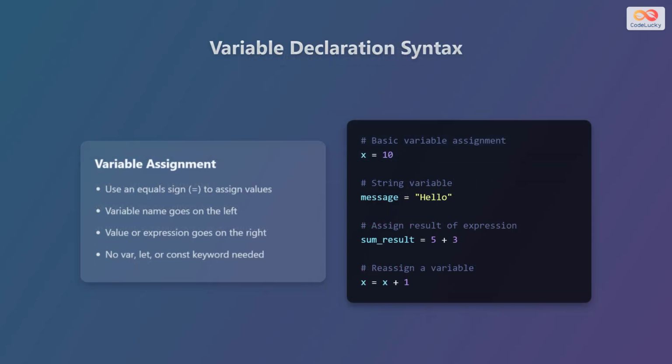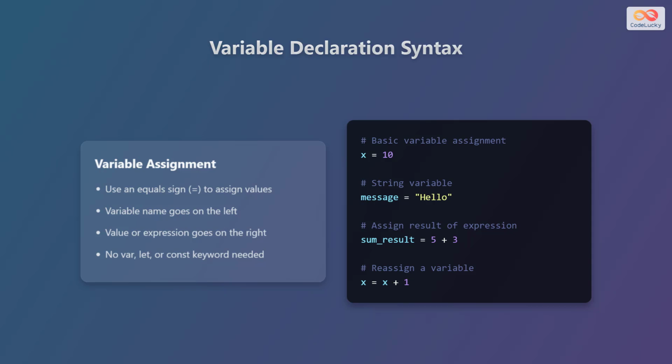Here's an explanation of the syntax used to declare variables in Python. When assigning variables, use the equals sign. The variable name should be on the left side of the equals sign, and the value or expression that you want to assign to the variable should be on the right side. In Python, you do not need to use keywords like var, let, or const, which are used in some other programming languages. Let us look at some examples. To assign the value of 10 to a variable x, you simply write x equals 10. To assign the text hello to a variable message, you can write message equals hello.